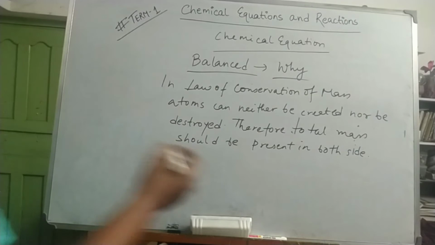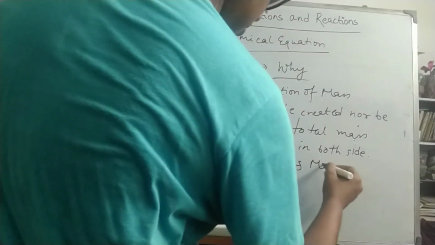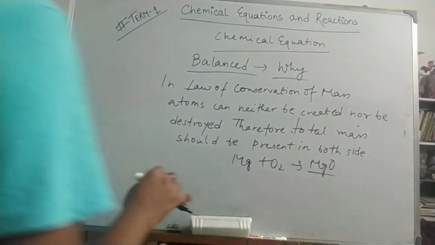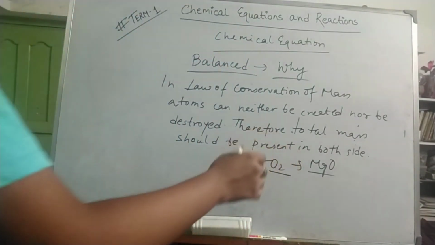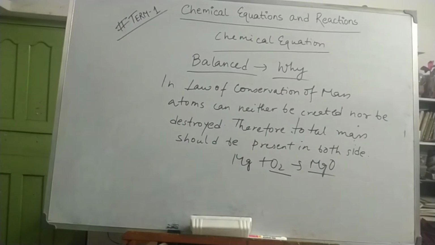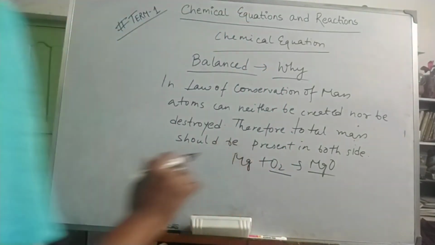It will be equal if I write Mg plus O2 gives MgO. Magnesium plus oxygen is giving magnesium oxide. Now if I didn't balance that, then here oxygen is 2, here 1, then another reaction will be formed. So always balance it.